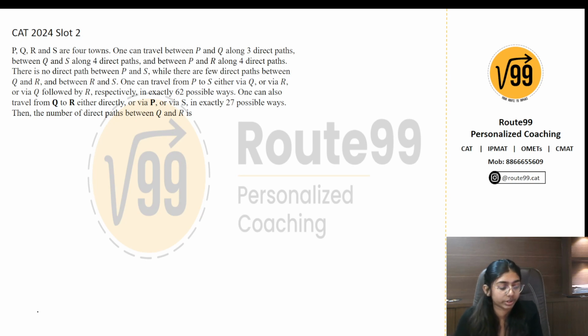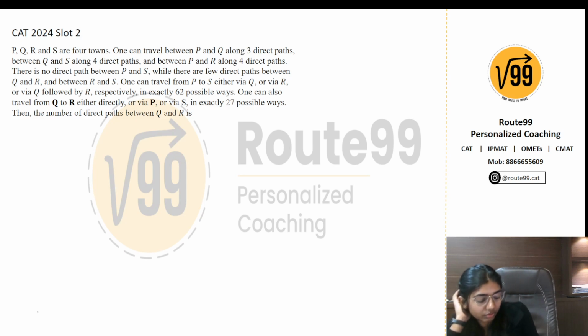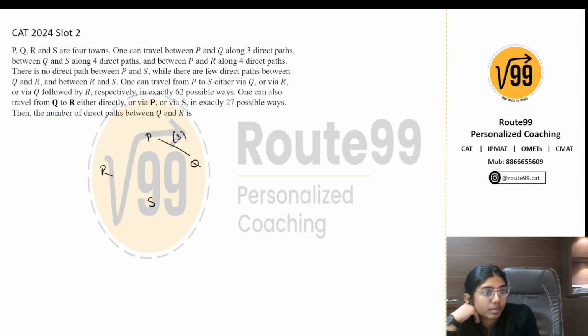Okay, so next question. P, Q, R, S are four terms. One can travel between P and Q along three direct paths. So let's make them P, Q, R, S. One can travel between P and Q along three paths. Okay, so we have three direct paths here.